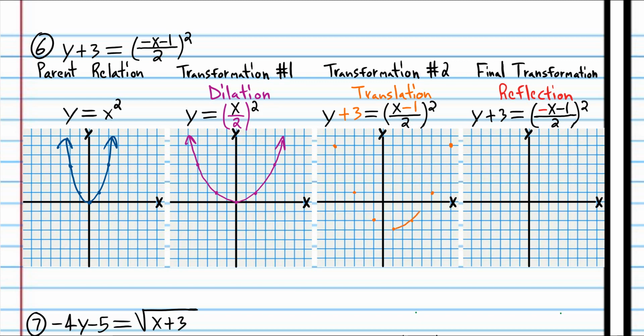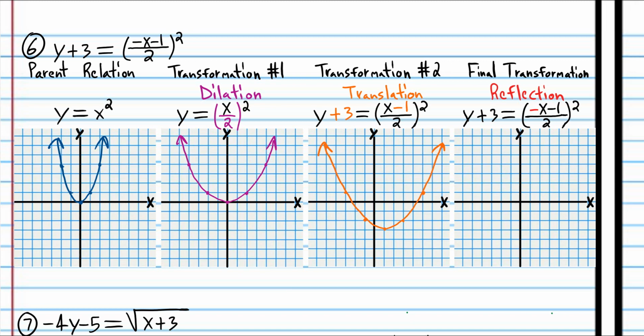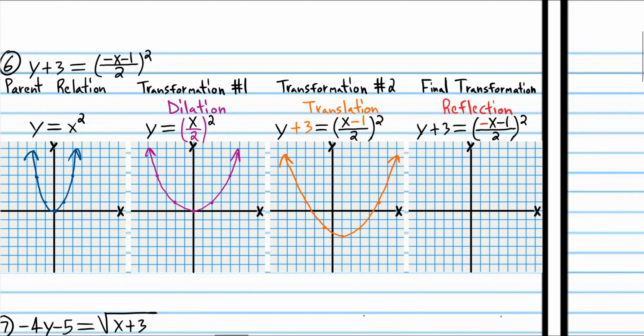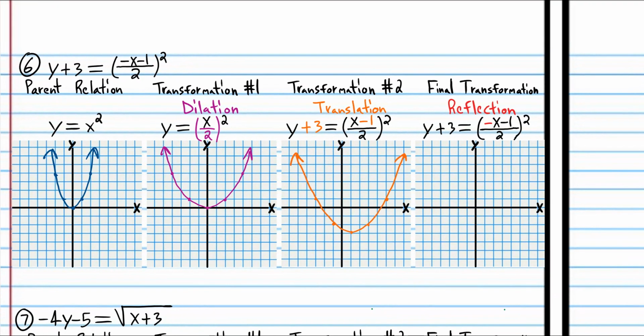And then we just connect the dots. So we've translated. Now notice in this equation up here, we have a negative in front of the x. So I'm going to replace x in the previous equation with negative x in this new equation. And remember, if you do that, you just take the graph of the previous equation and reflect across the y-axis.